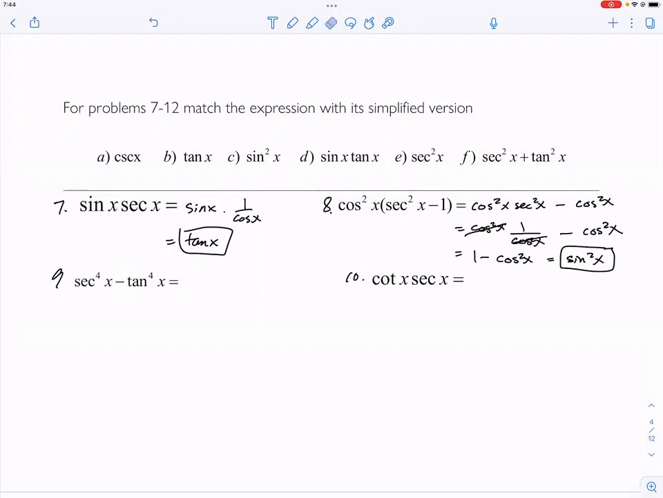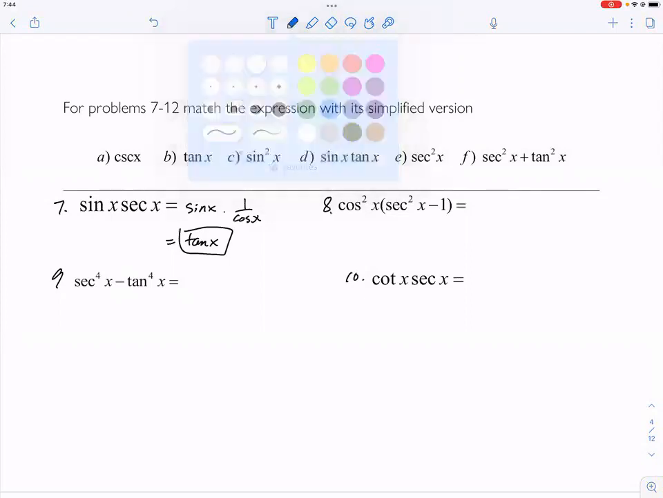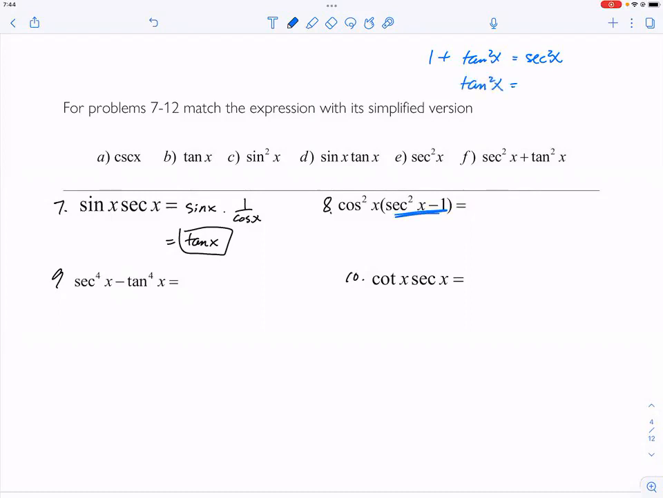Now there's another way to do it. The other way is that you may realize, hey, does that look like the identity that you have to remember? That is 1 plus tangent square x is equal to secant square x. And if you subtract 1 on both sides, that becomes tangent square x is equal to secant square x minus 1. So this is actually cosine square x times tangent square x.